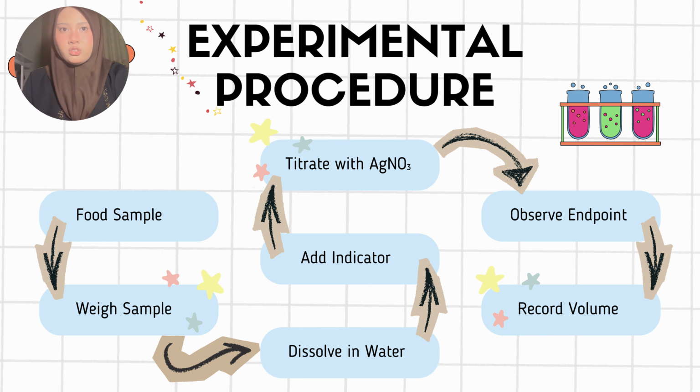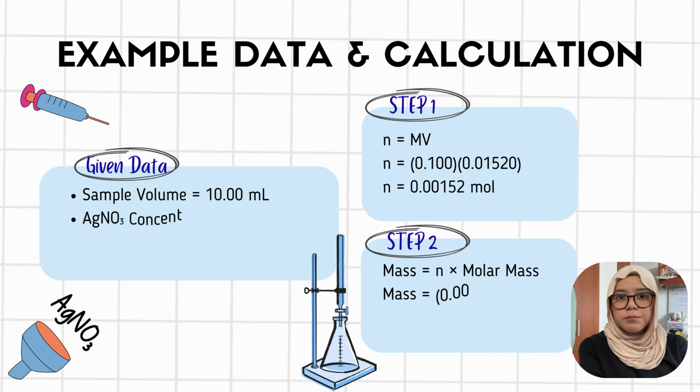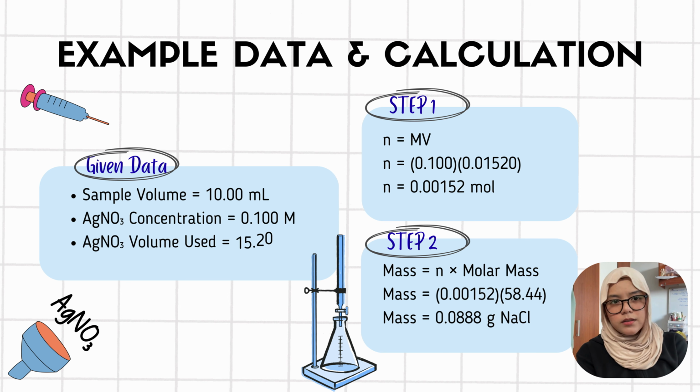Silver nitrate solution is then slowly added from the burette while continuously swirling the flask. The titration is stopped when a permanent reddish-brown color appears, indicating the endpoint. Finally, the volume of silver nitrate used is recorded. Now, I will explain the calculation part. To illustrate the calculation, let us consider an example. Suppose a 10 milliliter sample solution requires 15.20 milliliters of 0.100 molar silver nitrate solution to reach the endpoint.